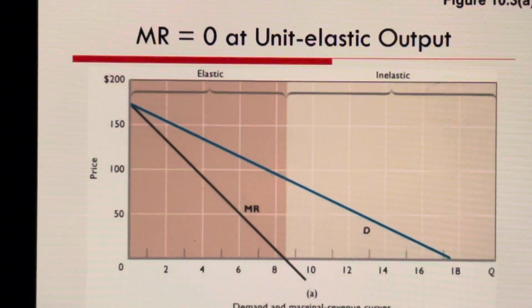Marginal revenue is equal to zero at unit elastic output. When the prices increase, for instance to $180, the marginal revenue will be at its maximum level as the quantity is sold, but the demand also increases at the same point. That was the marginal revenue, and the combination of demand.